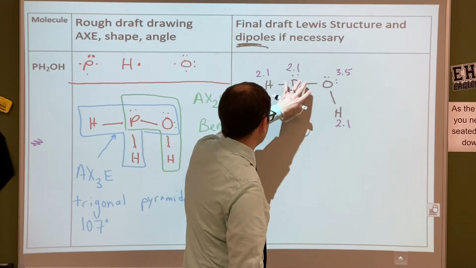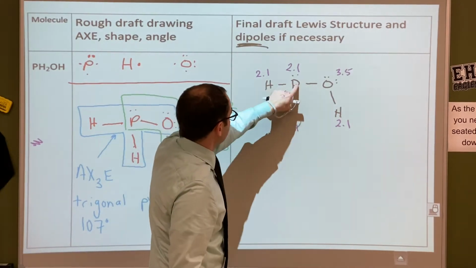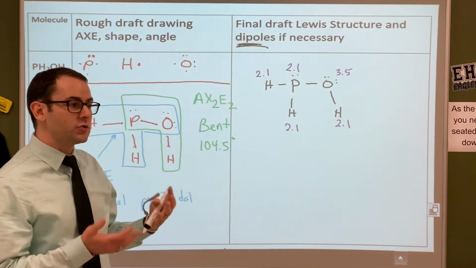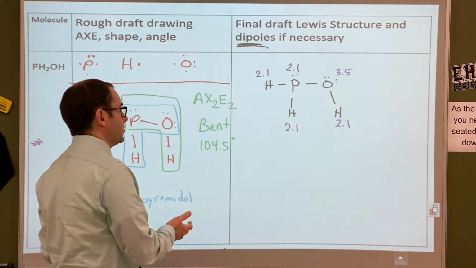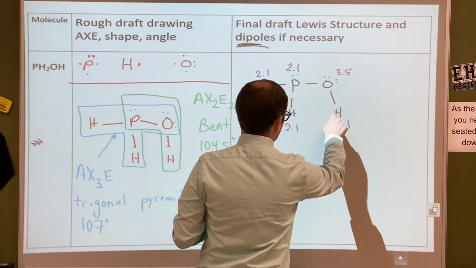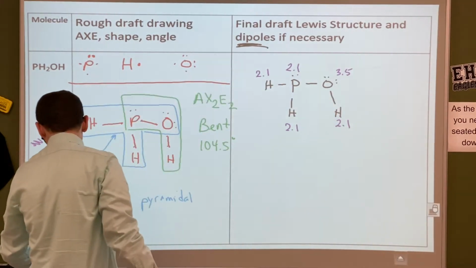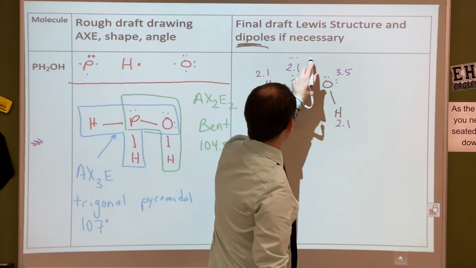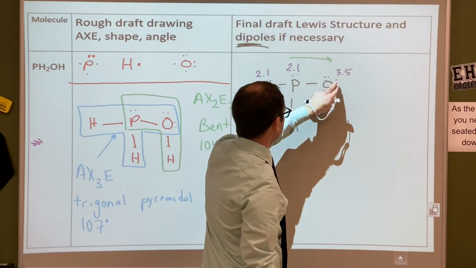Especially if you have something like this. Now let's check it out. Hydrogen and phosphorus, the difference is 0, right? So if those were the only things, it would be a non-polar molecule. The problem is we have this phosphorus-oxygen and then a hydrogen-oxygen over here. So we need to check that out. It's going to go towards the oxygen because it's higher.